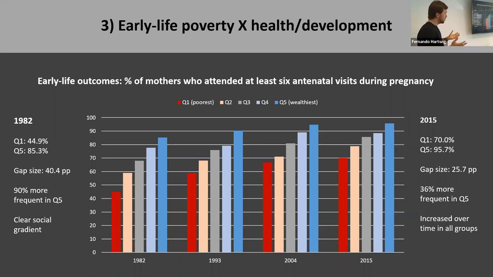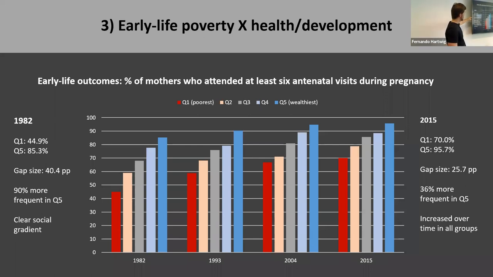So, the social gradient, it's clear right here. I don't even need to show any p-values here, right? It's clear that the proportion of mothers who attended at least 6 antenatal visits is much lower among the poor than among the wealthy, right? But how did this change over time? Let's try to look at it.